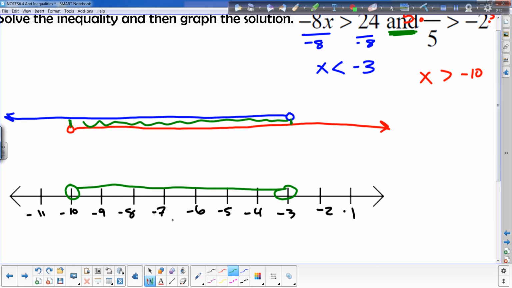Now how do I write this answer? Well, I can write it a couple different ways. The way I like to write it is this. I say my x has to be between negative 10 and negative 3. I'm definitely less than negative 3, but the x is bigger than negative 10. This is my final answer, right here.